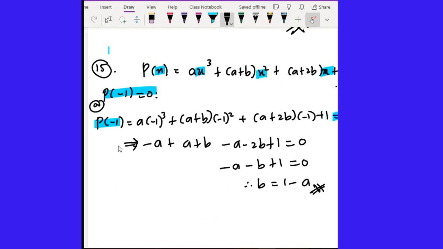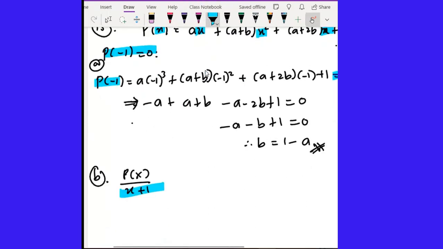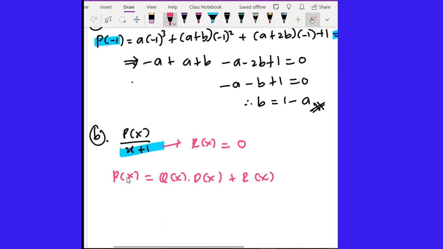Settle for number 15a. Any questions? Okay, none. Now 15b. Px over x plus 1 is divisible, right? Divisible by means the remainder Rx is equal to 0. So Px equals Qx times Dx plus Rx. Now we have Px and the divisor x plus 1, plus 0. We are going to find Qx.